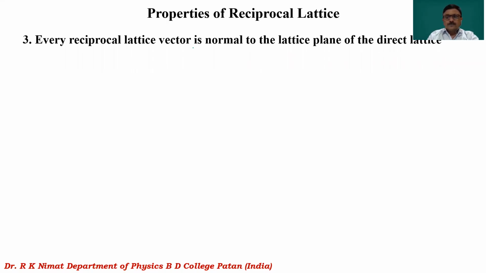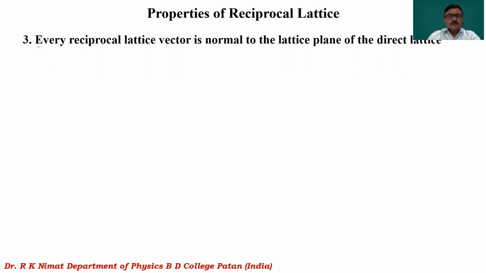Student friends, now we'll discuss two more properties of reciprocal lattice. Two properties of reciprocal lattice we have already discussed. The first property is that the reciprocal of a reciprocal lattice is a direct lattice, and the volume of a unit cell of the reciprocal lattice is equal to the reciprocal of the volume of the unit cell in the direct lattice.